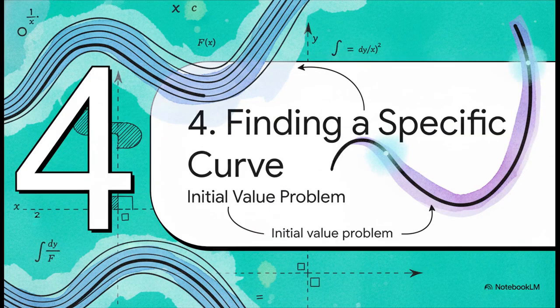But you know, a family of curves isn't always good enough. Sometimes you need the answer, the one specific function. So how do we do that? Well, that's what section 4 is all about. We're going to use something called an initial value problem to pin it down.